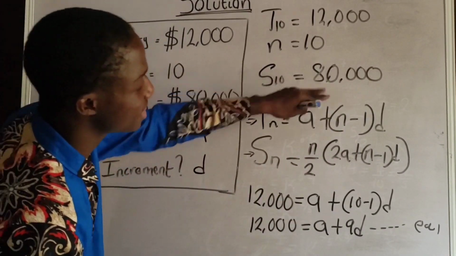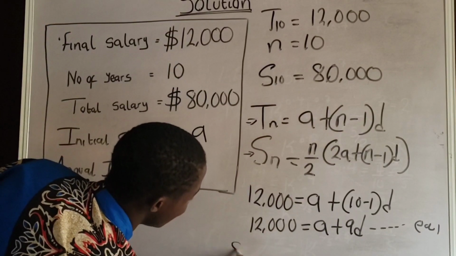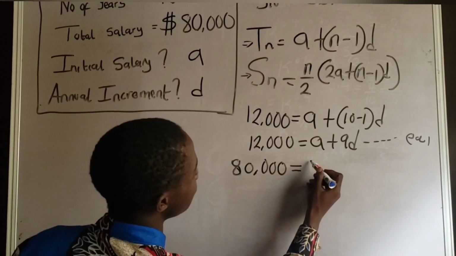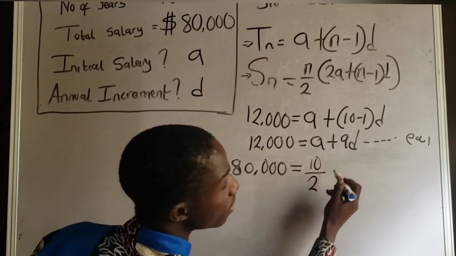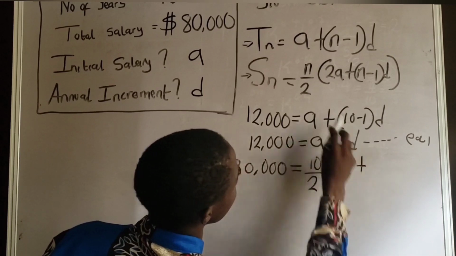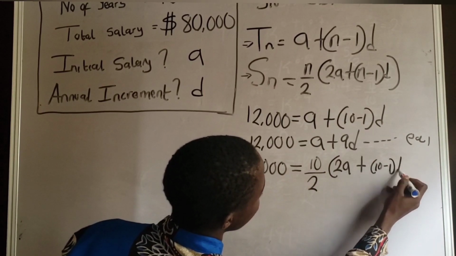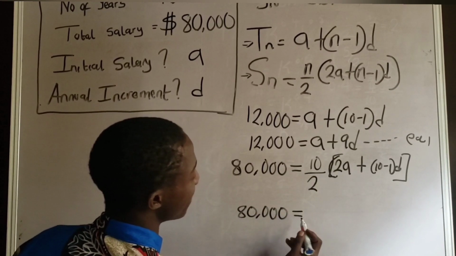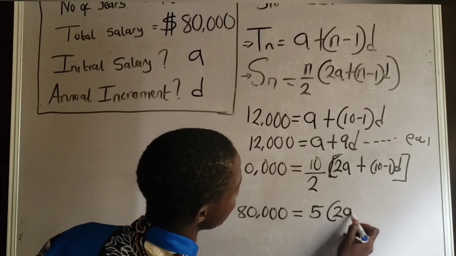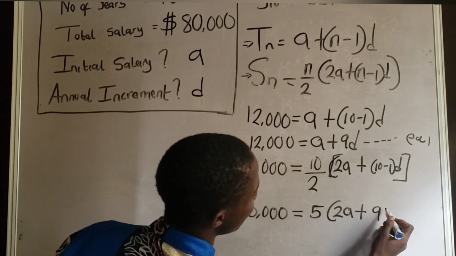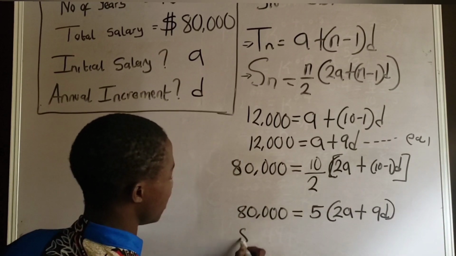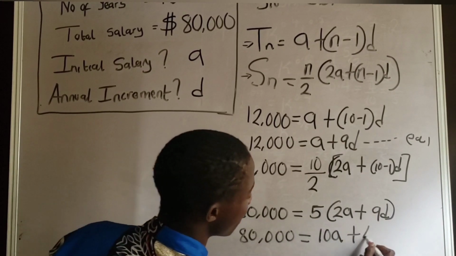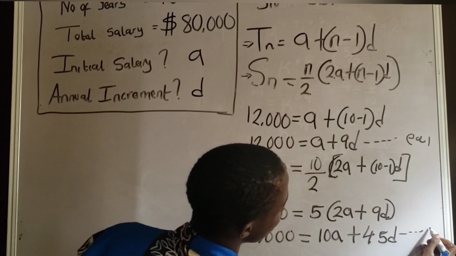Now let us proceed to the sum, Sn. We have the sum total of the 10 terms as $80,000. Substituting $80,000, I'm going to have 80,000 is equal to n over 2, where n is 10, into bracket 2a plus (10 minus 1) d. So 80,000 is equal to 10 divided by 2, that is 5, into bracket 2a plus 9d. So 80,000 is equal to 5 multiplied by 2a, that is 10a, plus 5 times 9d, that is 45d. Let's call this equation 2.